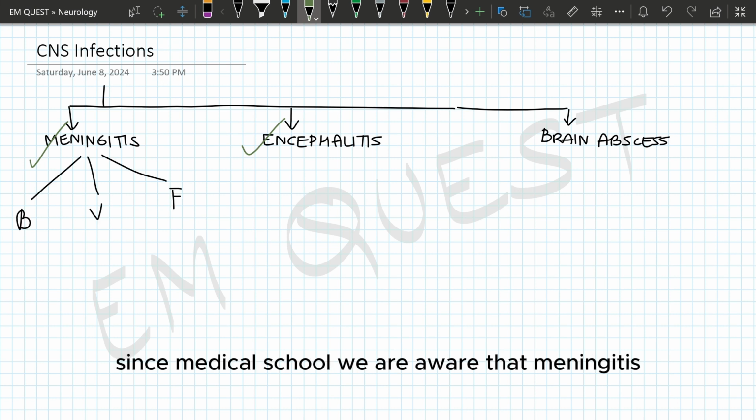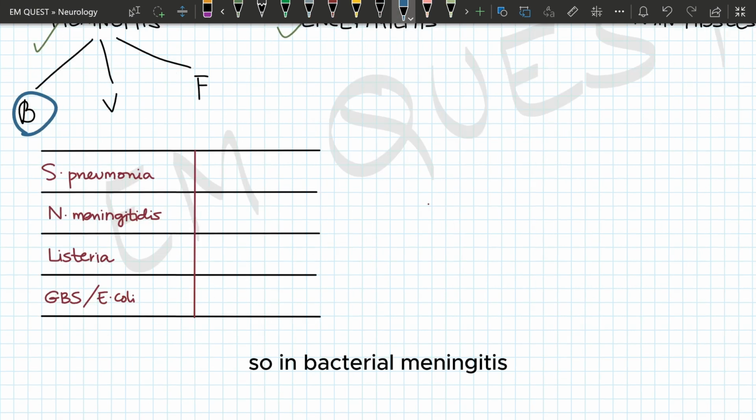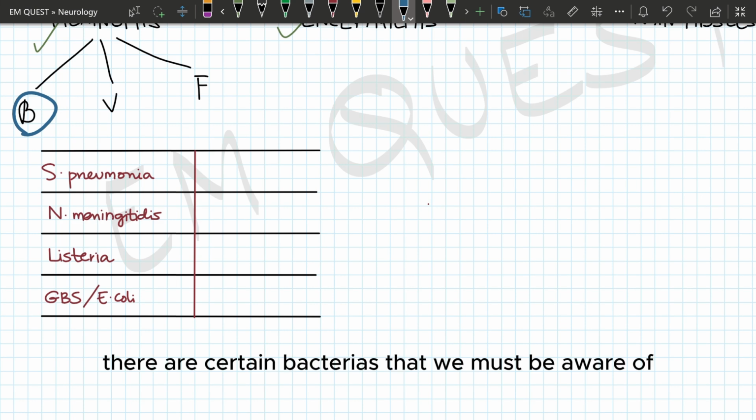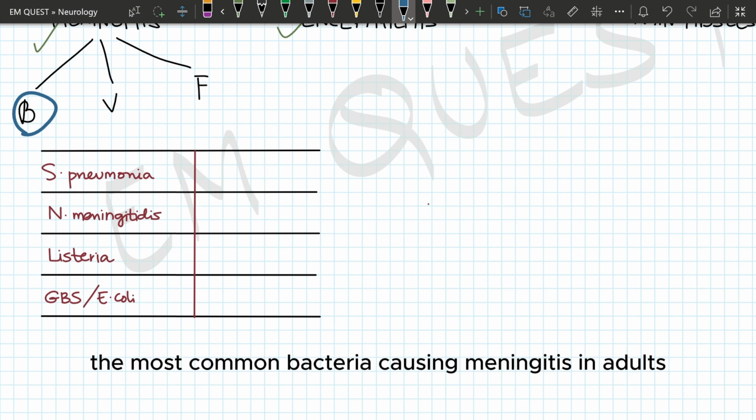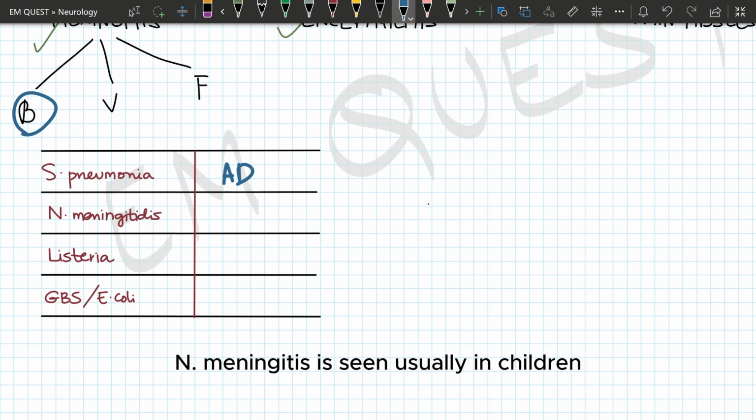Since medical school, we are aware that meningitis and encephalitis have multiple etiologies, including bacterial, viral, fungal, and TB. In bacterial meningitis, there are certain bacteria that we must be aware of. The most common bacteria causing meningitis in adults is Strep pneumoniae. Neisseria meningitidis is seen usually in children.